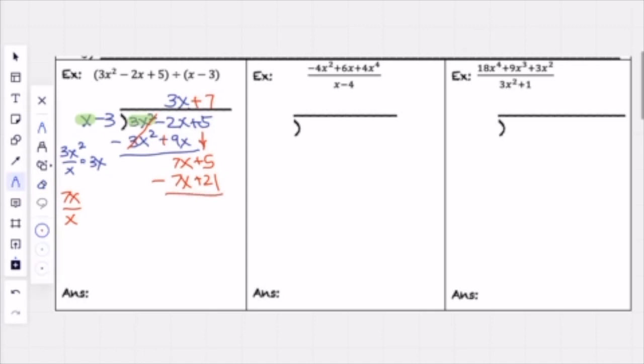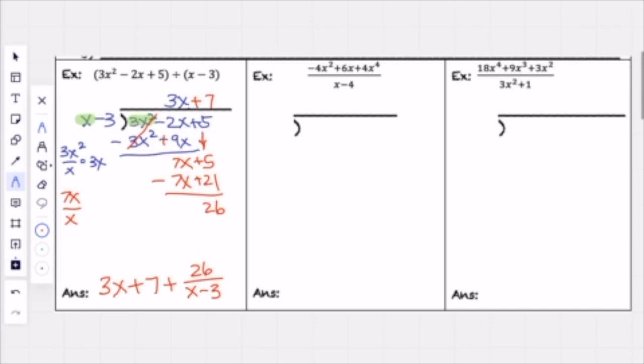All right, and so what's left is I've got this 26, and so I can't divide an x out of 26. And notice that when I set it up this way, after I have a constant over a constant like that, I'm done. Okay, so this problem is finished, and we want to express our answer. We would express it with a quotient, 3x plus 7, and then we're going to add the part of the quotient that includes the remainder. So 26 over the divisor would give us our final answer.